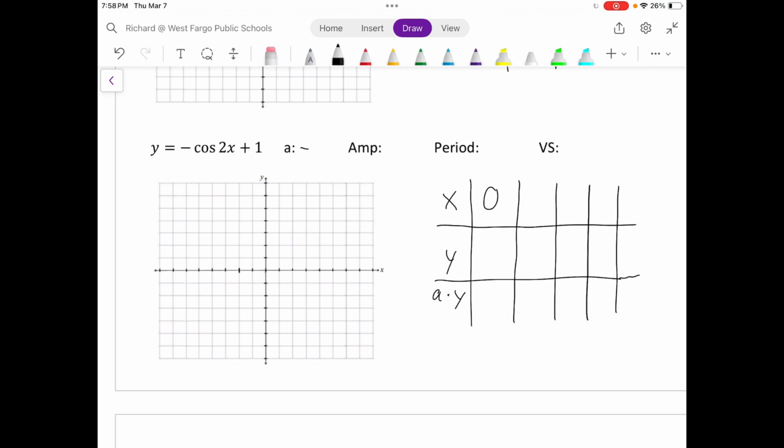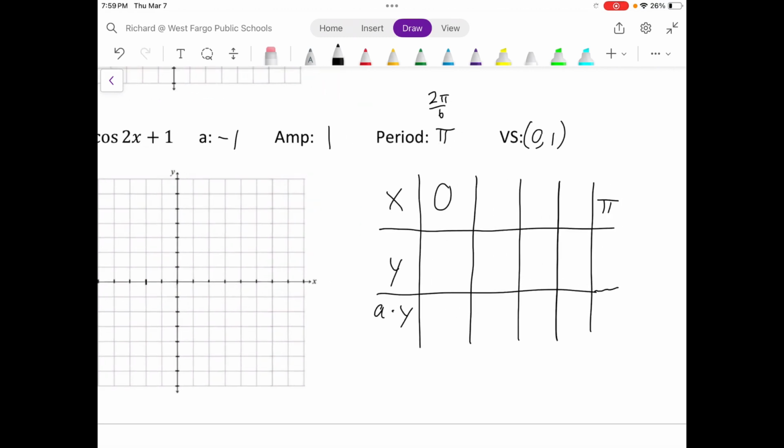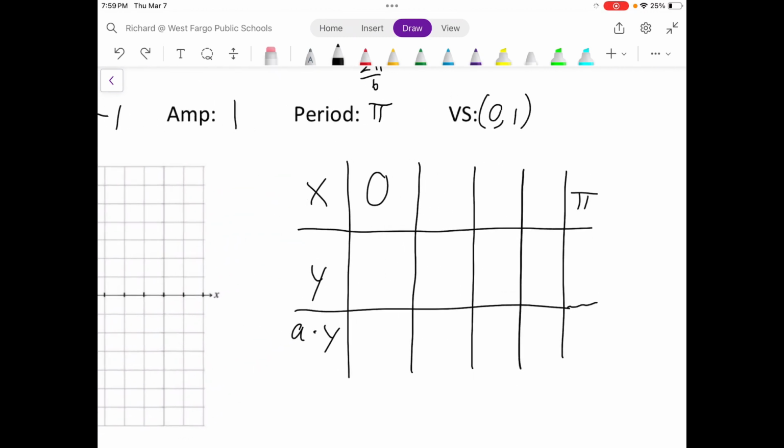Our a is negative 1, which means our amplitude is 1, because the amplitude is always positive. Our period, which is 2 pi over b, and our b is 2, so our period is pi, and our vertical shift is 1, because we have a plus 1 right here. Because our period is pi, we know that our final point will be pi. We can then fill out the rest of our x column.